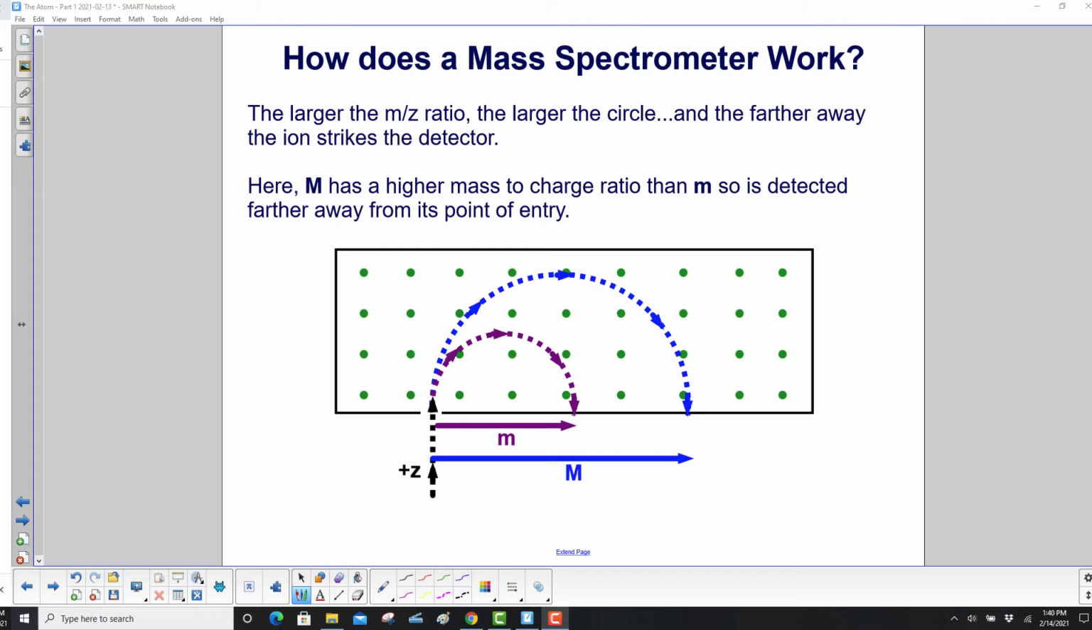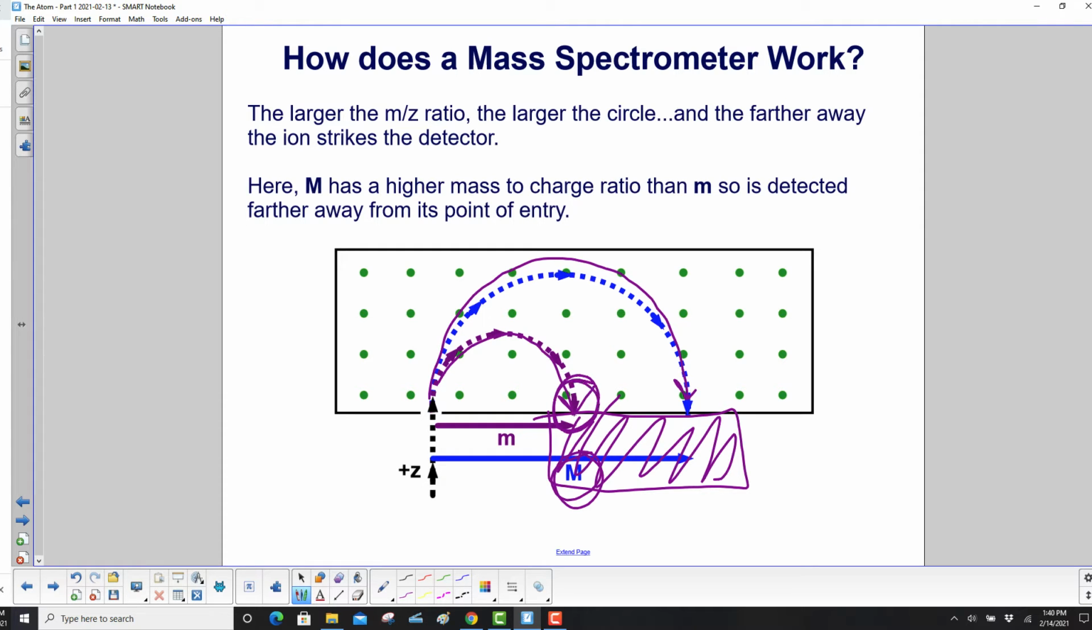The larger the m/z ratio, the larger the circle, and the farther away the ion strikes the detector. Here, this big M has a higher mass-to-charge ratio than little m, so it is detected farther away from its point of entry. So you have your detector over here. This is the little m, it hits right here, and the bigger m hits it farther from where the ion came into the magnetic field.